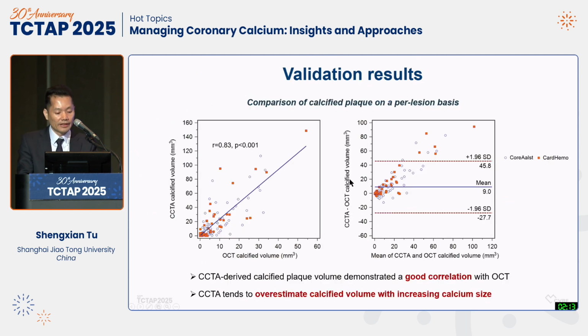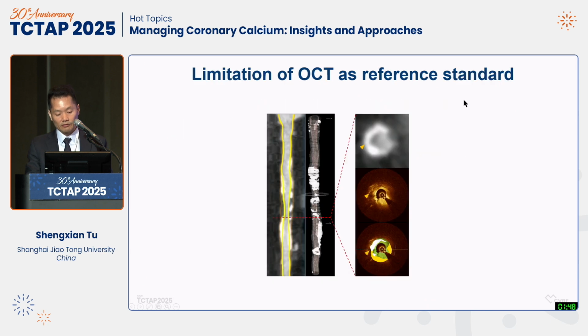As you can see, there was a good correlation between CT and OCT in terms of quantifying the calcified plaque volume. But there was a trend towards overestimating calcified volume with increasing calcium size. This does not mean that the CT will overestimate the calcified volume after the correction with the adapted threshold. Because if you look more into detail, for example, this is one of them, very extensive calcium, CT and OCT. So the OCT seems to show that the calcified area is smaller. Maybe the reference standard can be questioned.